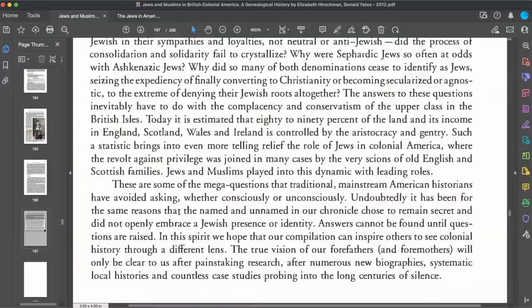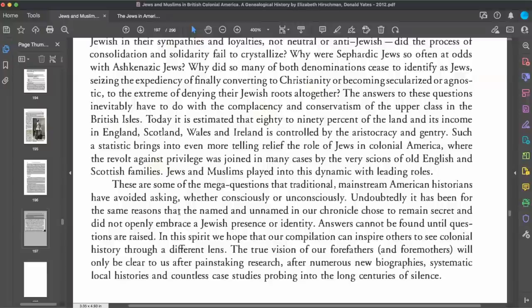Undoubtedly, it has been for the same reasons that the named and unnamed in our chronicles chose to remain secret and did not openly embrace a Jewish presence or identity. Answers cannot be found until questions are raised. In this spirit, we hope that our compilation can inspire others to see colonial history through a different lens.